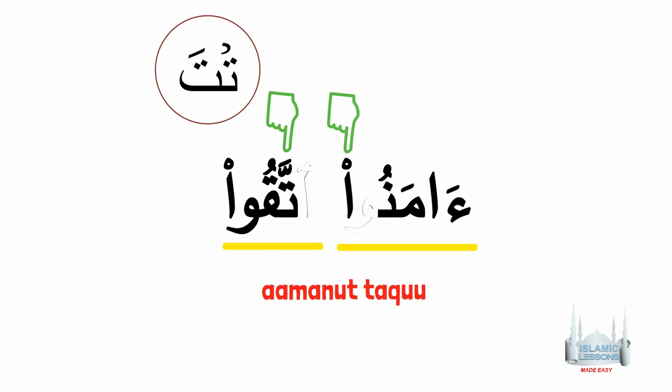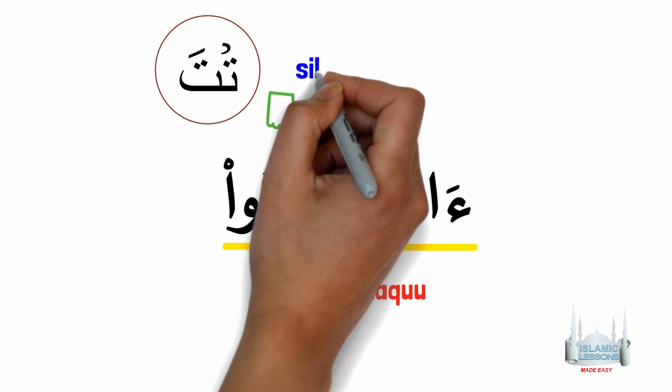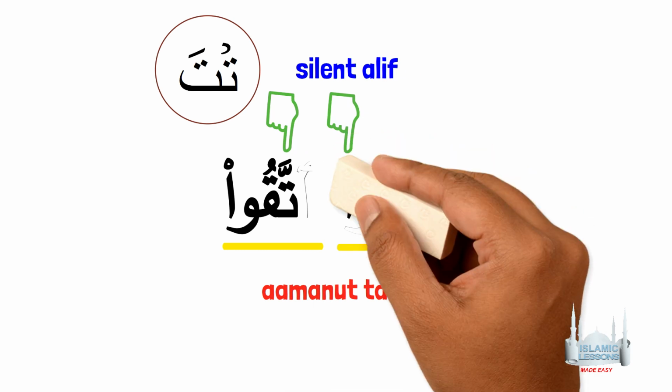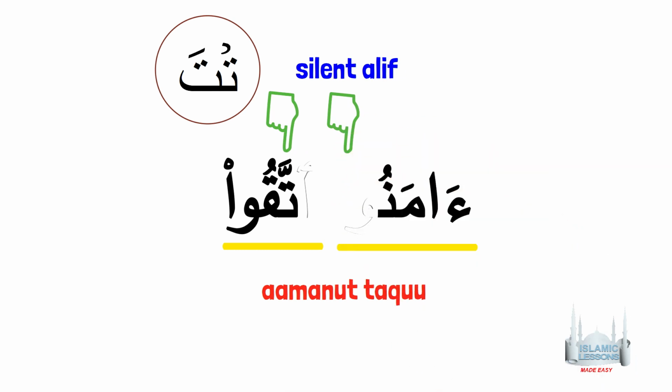Another question. What's that alif with a circle on it? Why didn't we pronounce it? Whenever you see an alif with a full circle symbol like this, it's called the silent alif and you don't pronounce it. You can follow our Tajweed video in the link for more details.